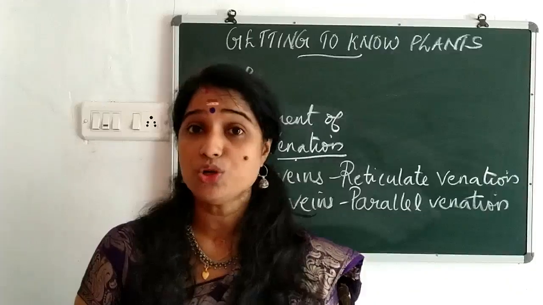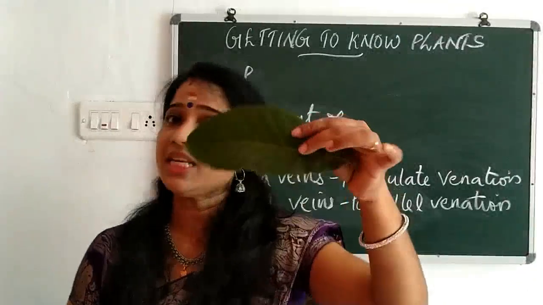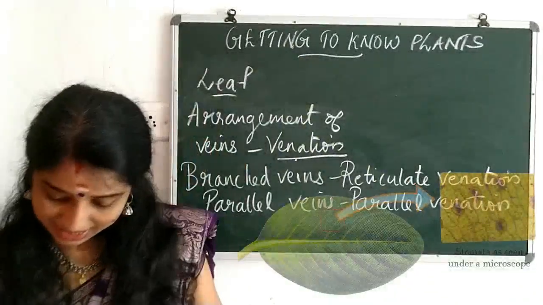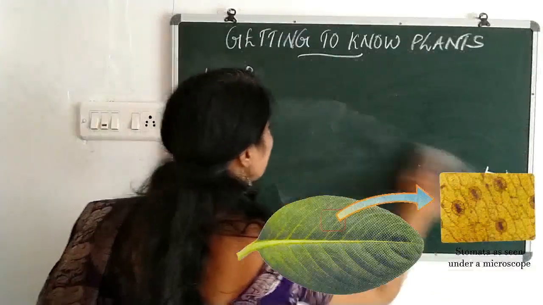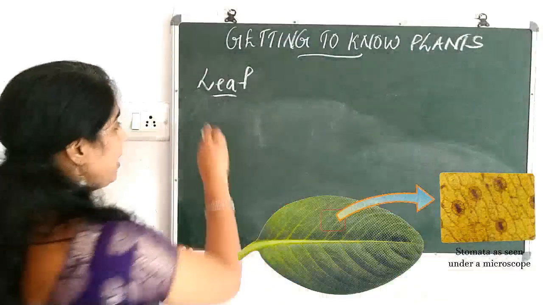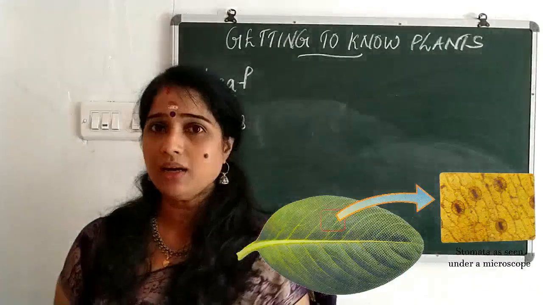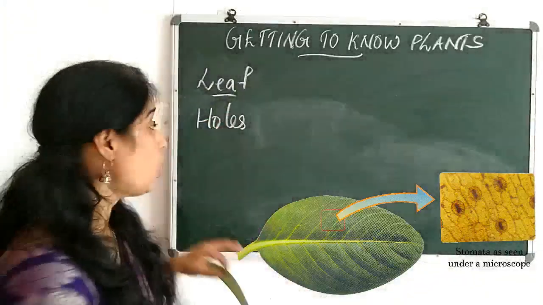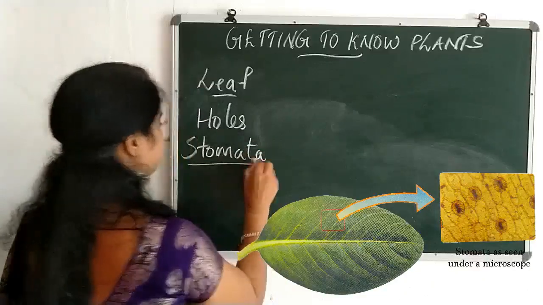So this is about the leaf and the venation. Then we can move on to another structure that we can see in the leaf. Of course, we cannot see it like this. Under the microscope, we can see some small holes, or pores, in the leaf. It can be observed only under the microscope. These small holes are known as what? A very, very important thing, stomata.